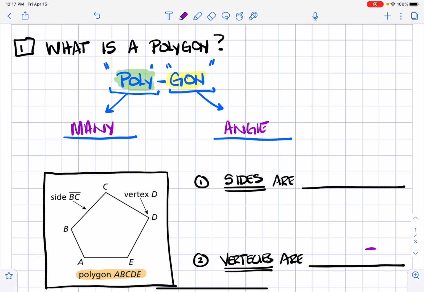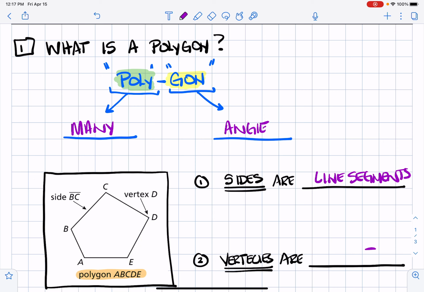The sides are all line segments. So that's something that we've done before. So for example, on a line segment, right? This is line segment BC over there. This is line segment BA, and these are both sides. This is line segment AE. That's also a side of a polygon. This is line segment DE, that's a side of a polygon, so on and so forth.